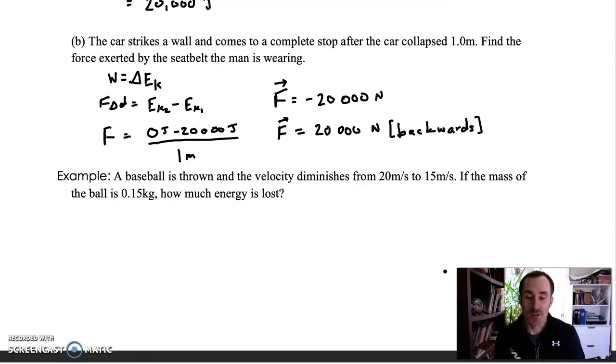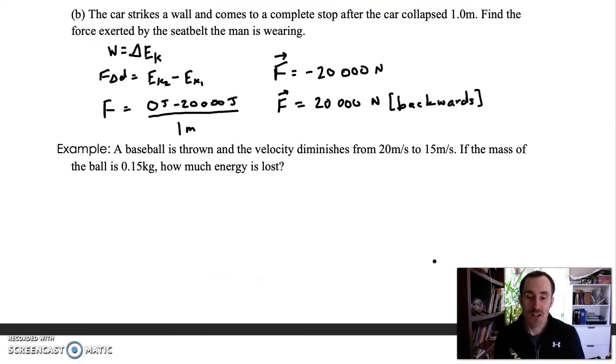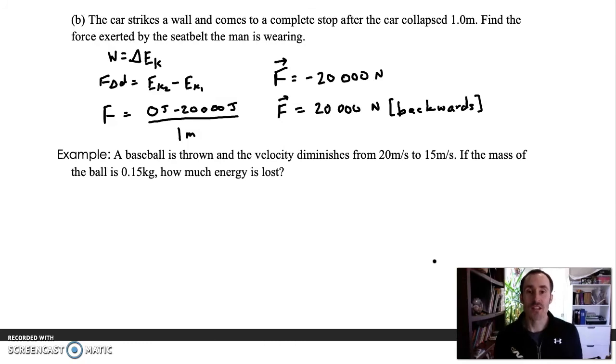Okay, one more example. A baseball is thrown and the velocity diminishes from 20 meters per second to 15 meters per second. If the mass of the ball is 0.15 kilograms, how much energy is lost? This is asking us for change in energy again, right? So it's asking us to calculate work. We're looking for work. We know that work is change in energy.